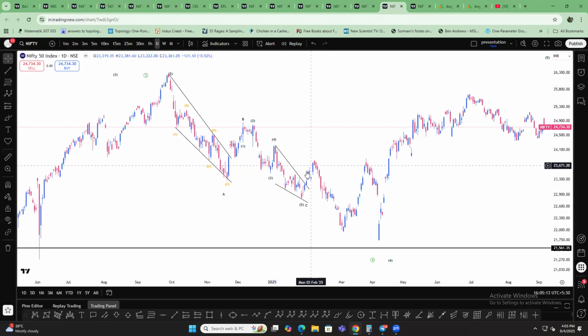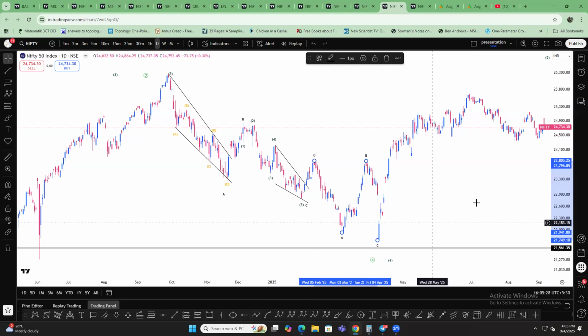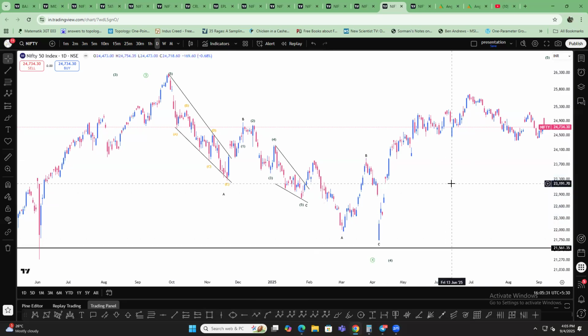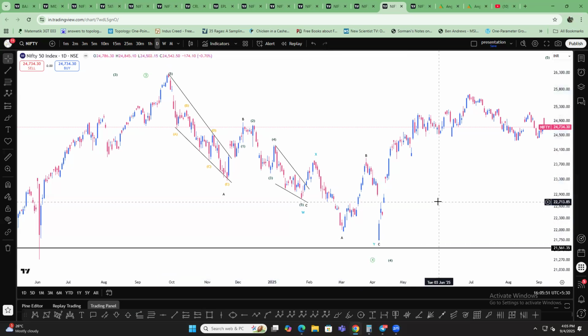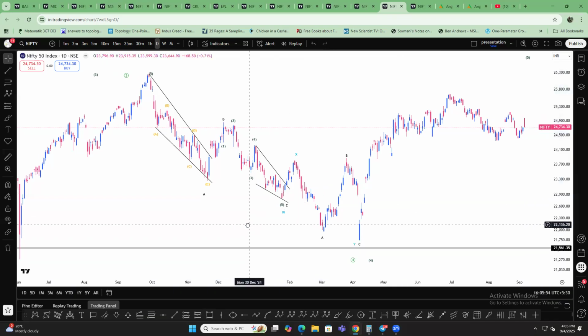Again, there is a connector, and again there is an irregular ABC correction. See, this is A, is B, is C. So you can mark it as double three correction. So this is, sorry, this is ABC, W, X, this is our, yeah. Okay. And the price has bounced from here.